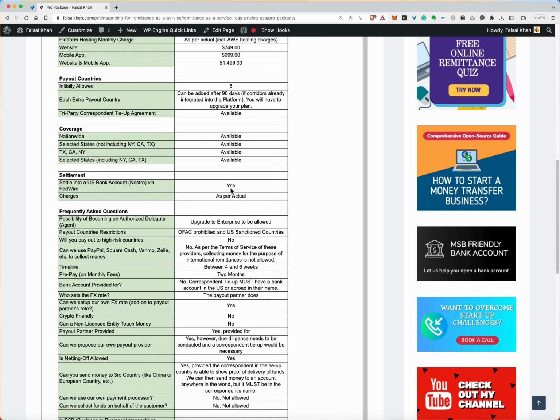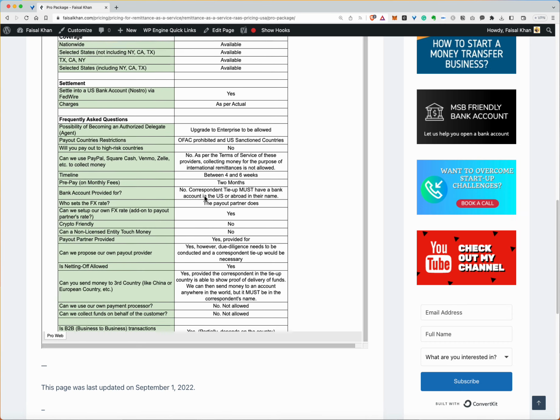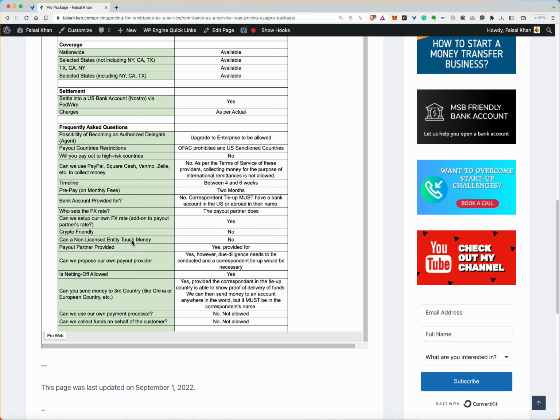Settlement into a Nostro account. Charges would be as per actual, if it's $15 to settle or $35 to settle, etc. And then the remainder of the information is simply, are you crypto friendly? No, we're not crypto friendly. Can a non-licensed entity touch money? No, of course you can't touch money.